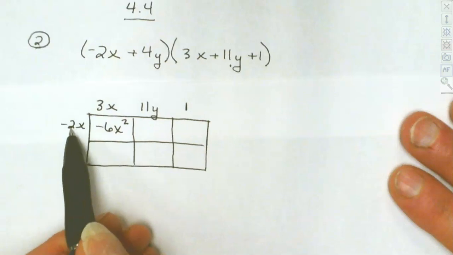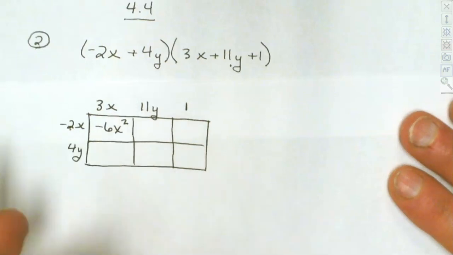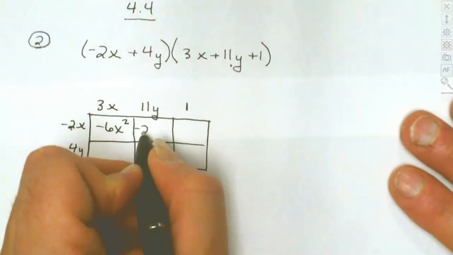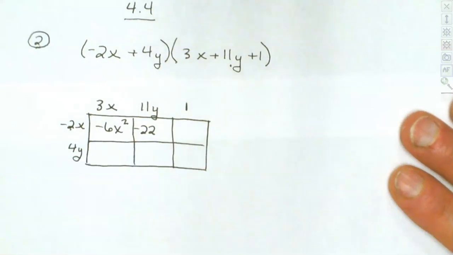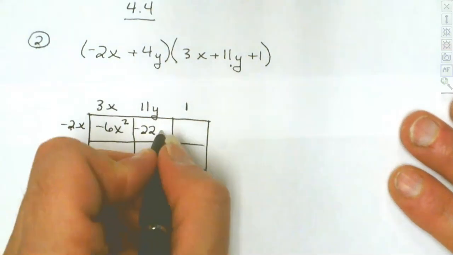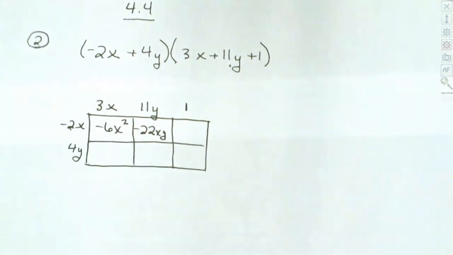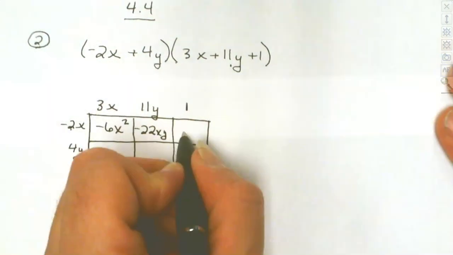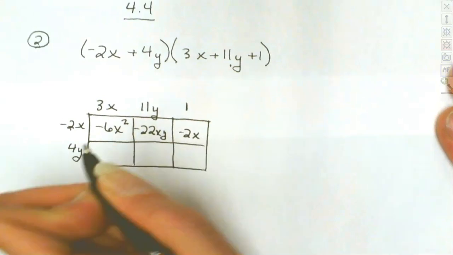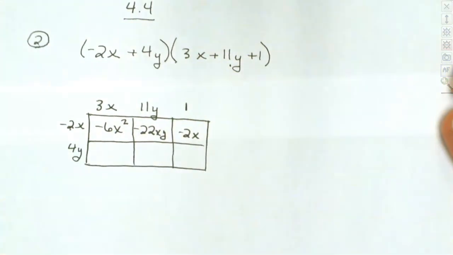Next, we've got a minus 2 times a positive 11. So that makes it a minus 22. X and y can't go together. So that's just a minus 22xy. And then negative 2x times 1. Well, that's just itself, which is a minus 2x.